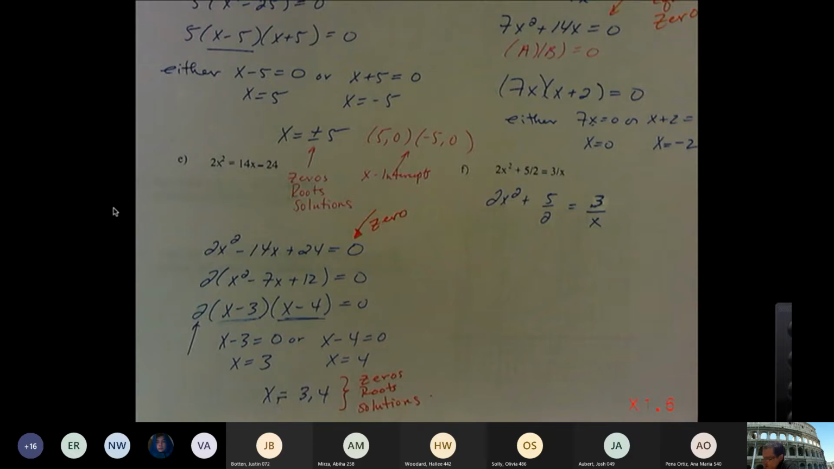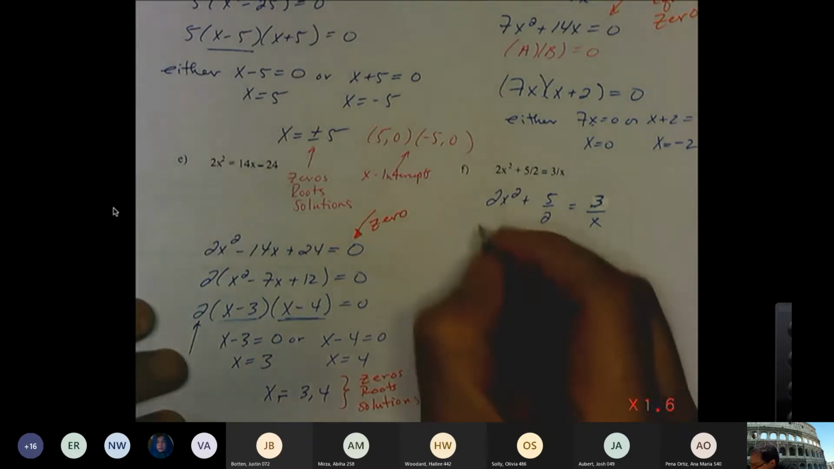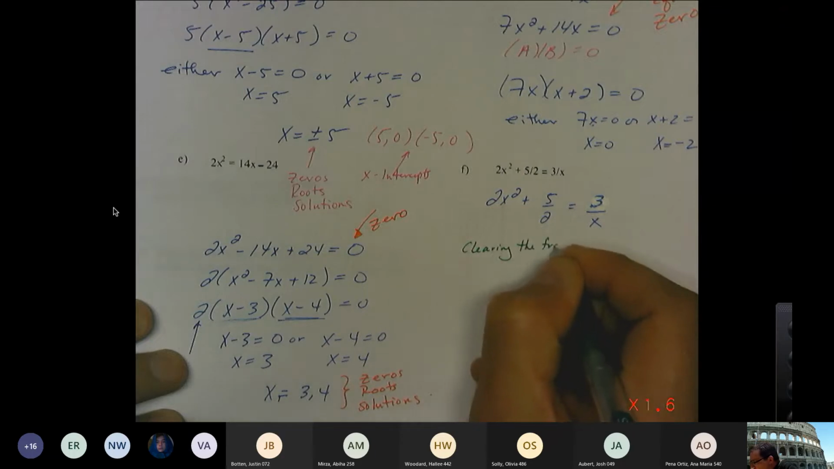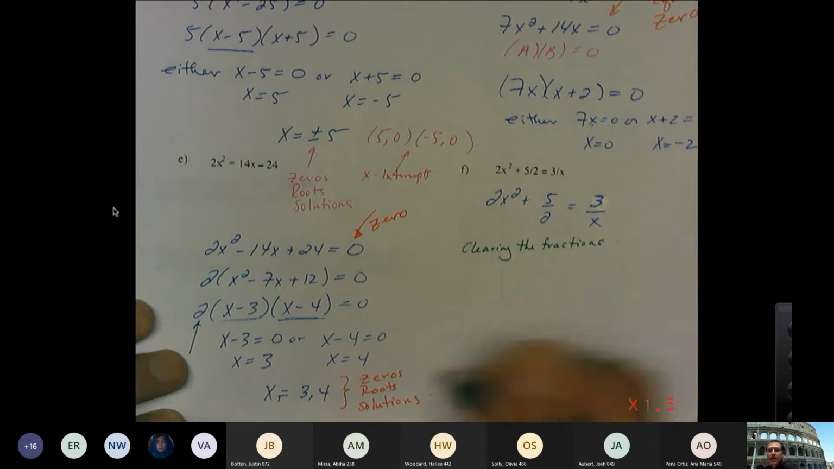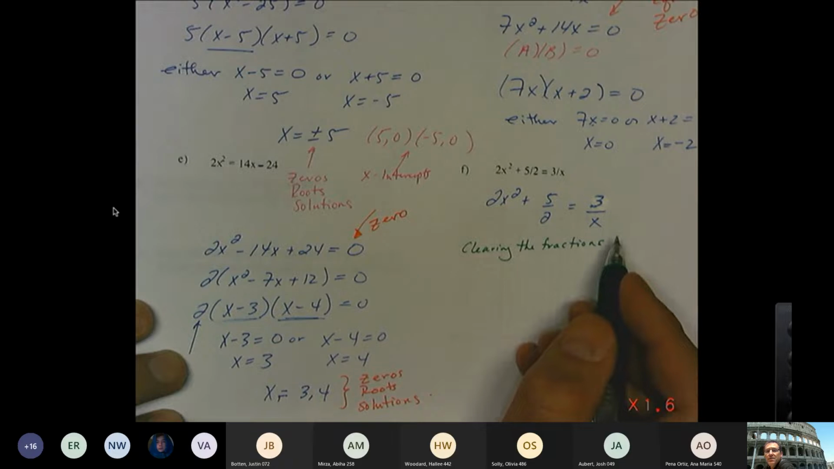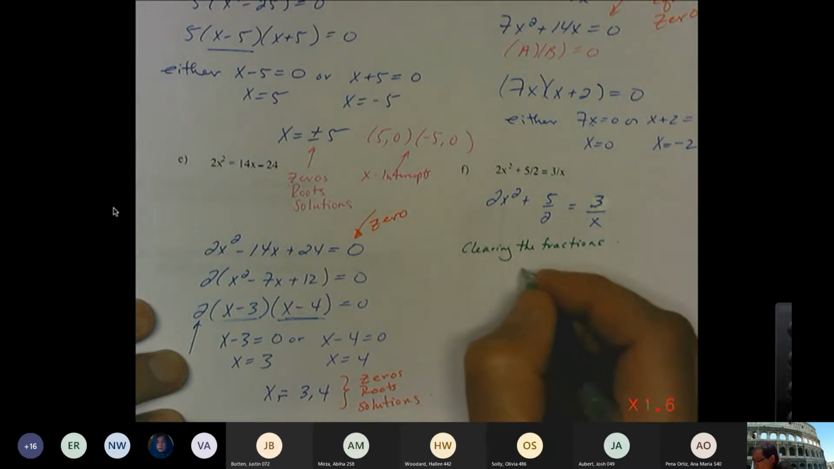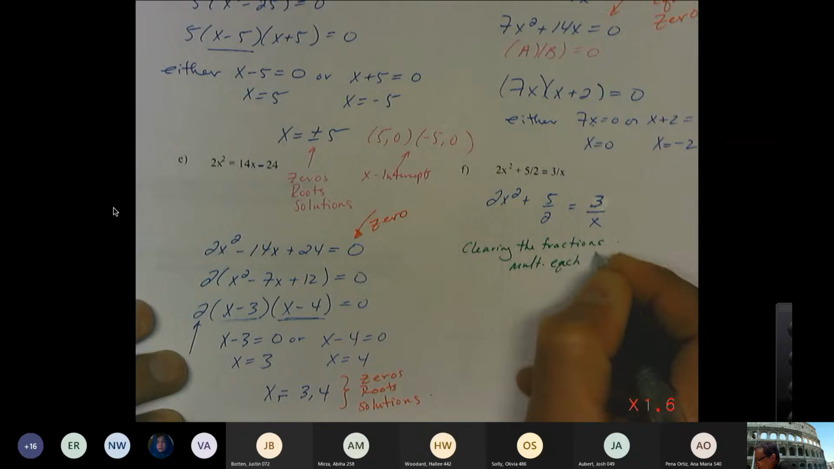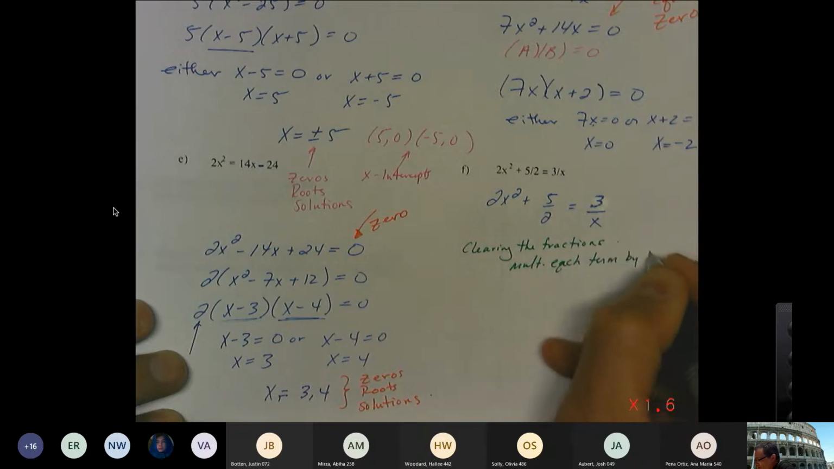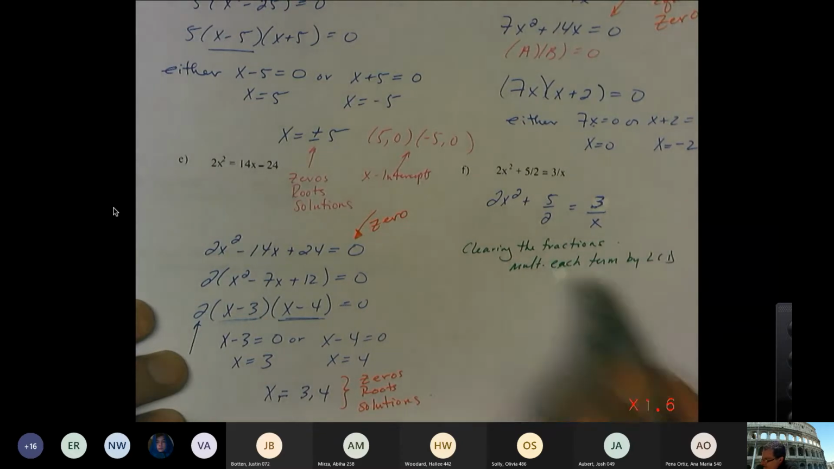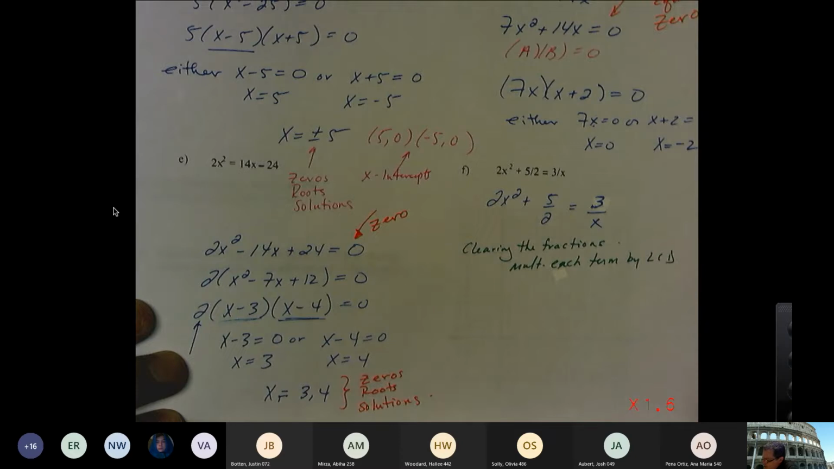Well, we're going to do something called clearing the fractions. And I think I've done this with you already, but we'll do it again. We're going to multiply each and every term by the lowest common denominator. So we're going to multiply each term by the lowest common denominator. So it's going to look like this.